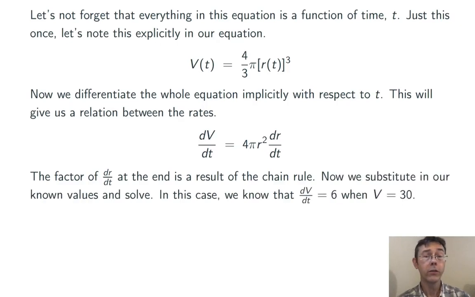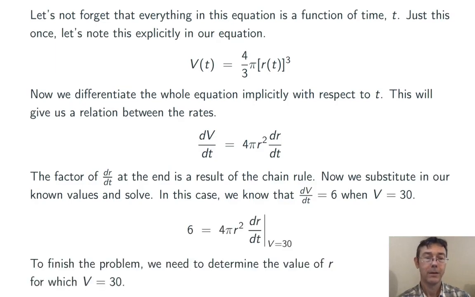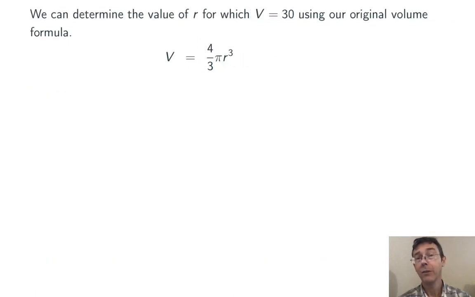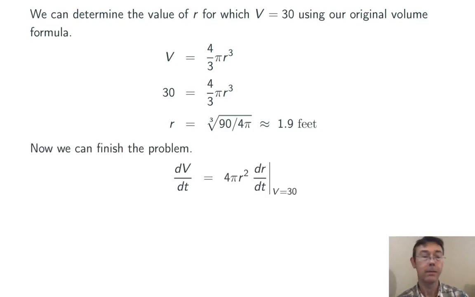In order to finish this problem, we're going to substitute in the values that we were given and hopefully solve for dr/dt. So we know that dV/dt is 6. We're also going to have to determine the value of r for which V is 30. So we have to go back to our original equation, the volume formula for a sphere. We have that V is 30. We're going to plug that in and then solve for r to find the radius when V is 30. In this case, we get about 1.9 feet.